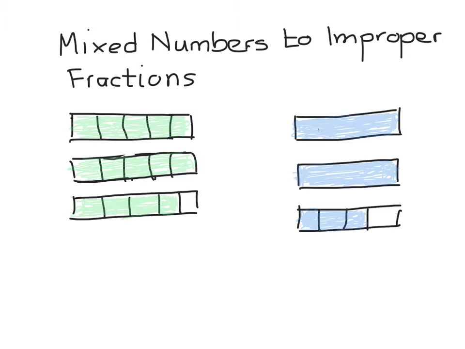Changing mixed numbers to improper fractions. In my diagram here, these bars represent chocolate bars, let's say. And I want to write how much chocolate I actually have. Well, you can see that I have 2 whole bars of chocolate, so my whole number is going to be 2. And then I have a fraction of the third bar.